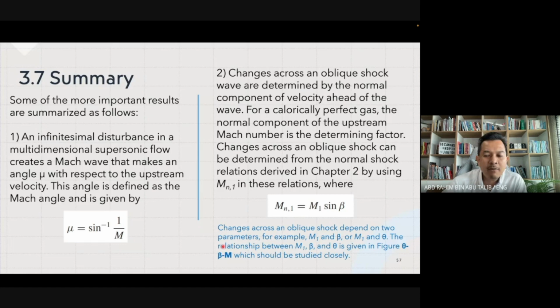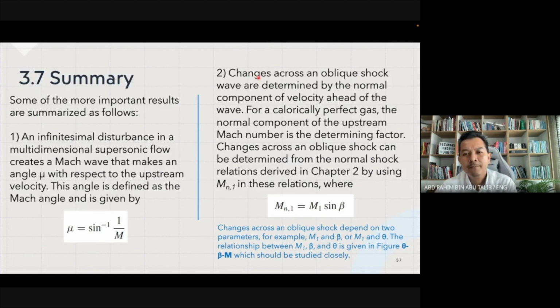So what we can summarize from this particular topic, chapter 3, and some of the more important results are summarized as follows. The first one is that an infinitesimal disturbance in a multidimensional supersonic flow creates a Mach wave, and that makes an angle mu with respect to the upstream velocity. This angle is defined as the Mach angle, right? So it's expressed as follows.